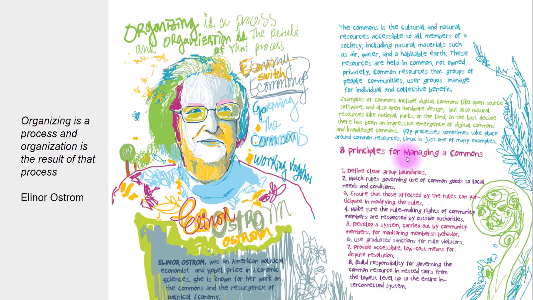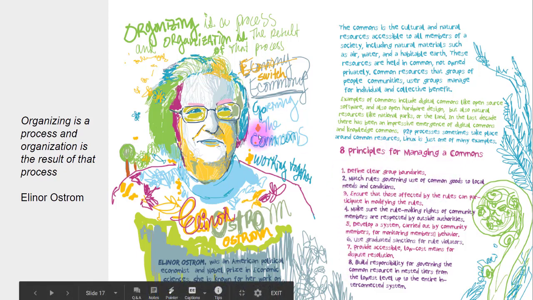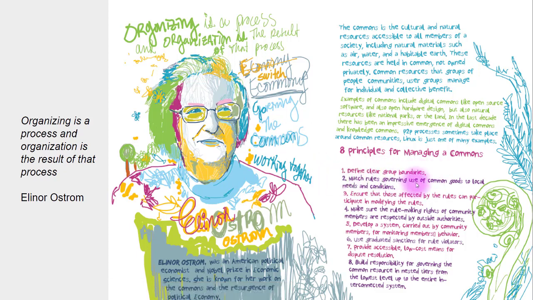So she has nice 8 principles for managing a commons. So a commons can be your source code or your code base. It's basically a shared resource that is publicly available. And she has 8 principles which are very famous. She has studied this in all kinds of contexts. But she says, define clear boundaries, match rules governing use of common goods to local needs and conditions. So basically, consider your context and design for your context. Ensure that those affected by the rules can participate in modifying the rules. So I'm talking about here, for instance, your contributors, the people that work in the source code or in the source files.